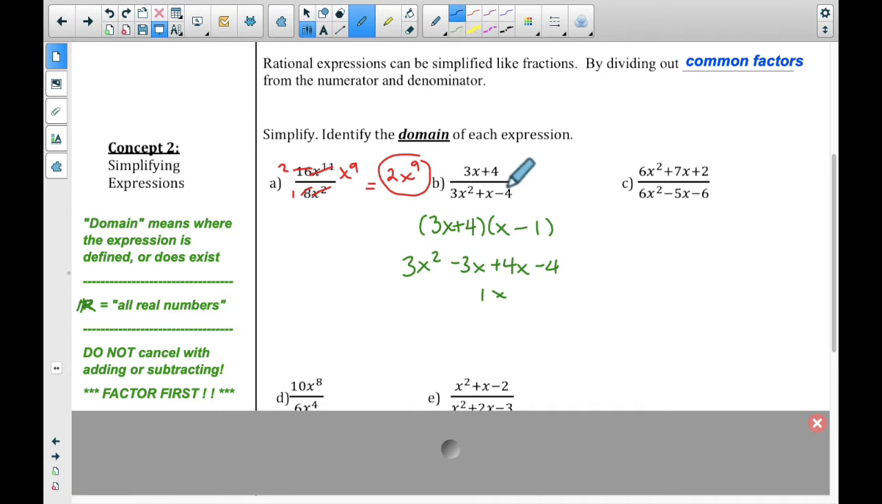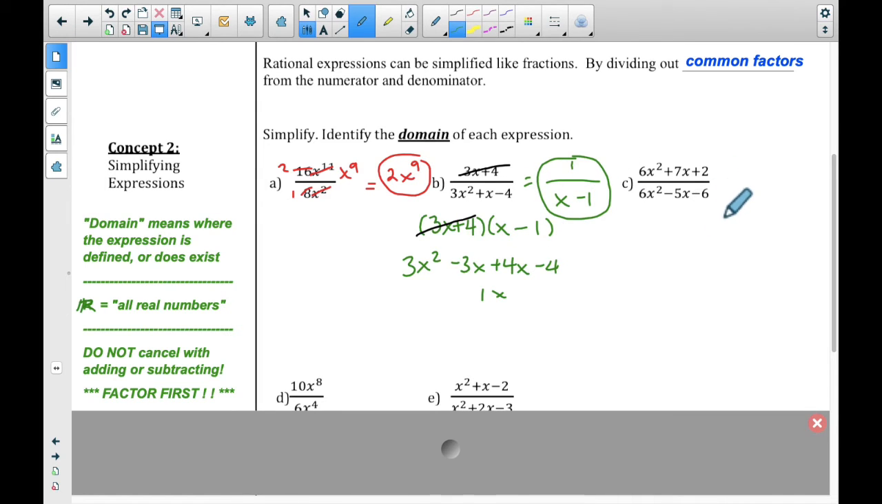What that means is that can cancel out because they are a common factor. And remember, when you cancel things out, don't forget to leave a 1 up there. You can't just leave nothing. The answer is not x minus 1. The answer is 1 over x minus 1.